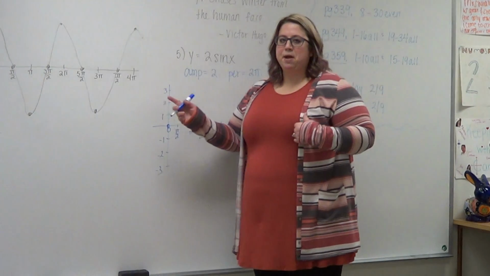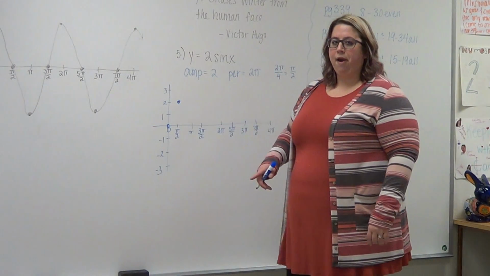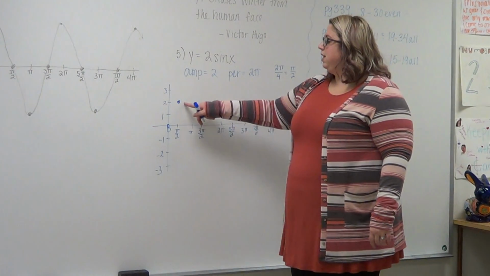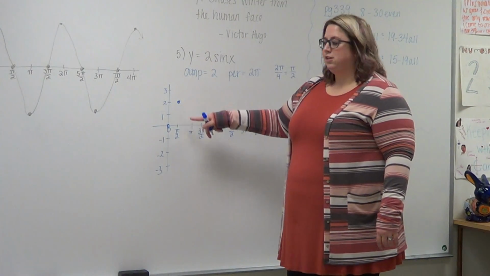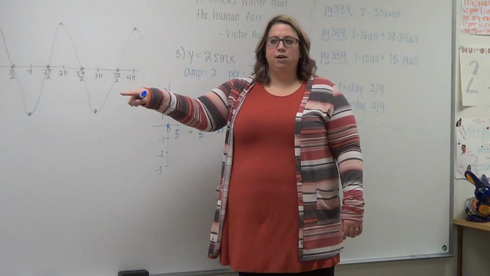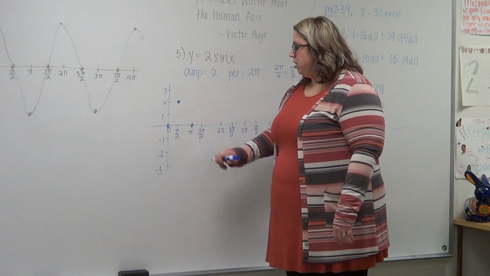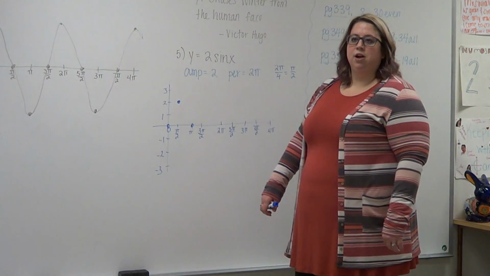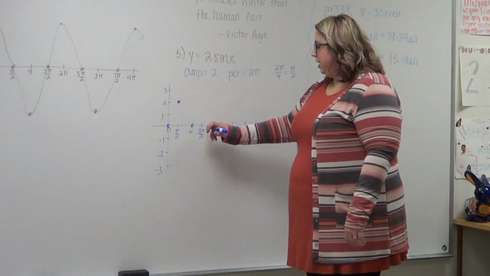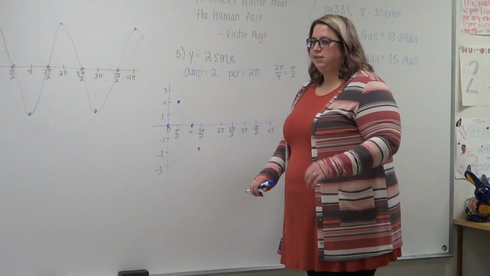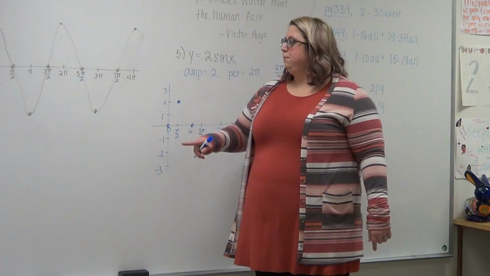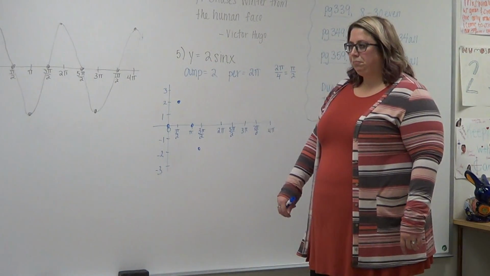Have you noticed the pattern yet after just doing one problem? So where do you think the next point's going to go? 0. It's going to go to 0. Okay, pi is over here. Sine of pi is 0. 0 times 2 is 0. Where do you think the next one's going to go? Negative 2. Good. Okay, sine of 3 pi over 2 is negative 1. Times 2 is negative 2.